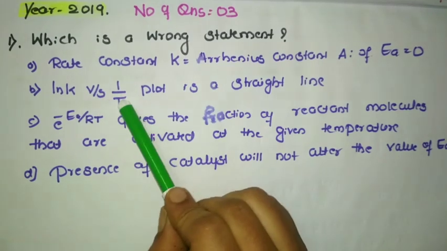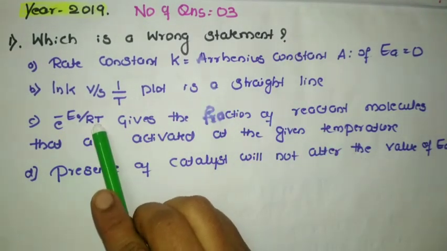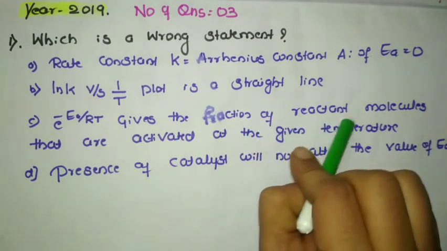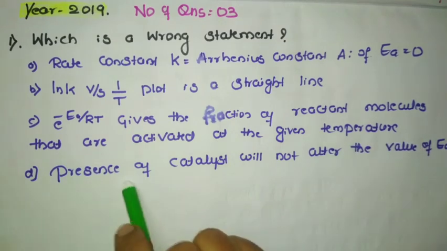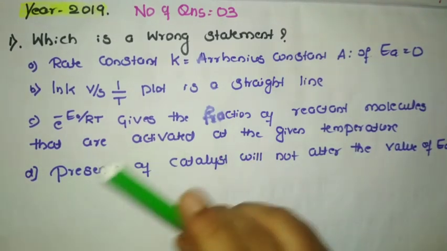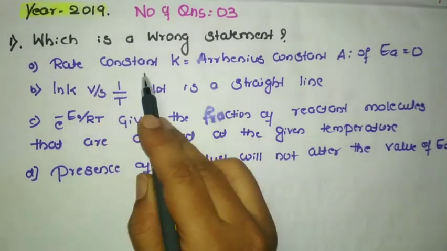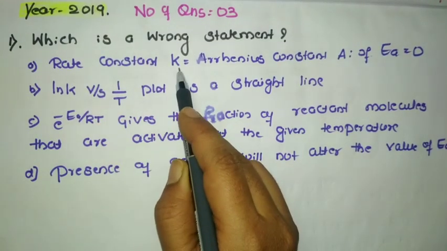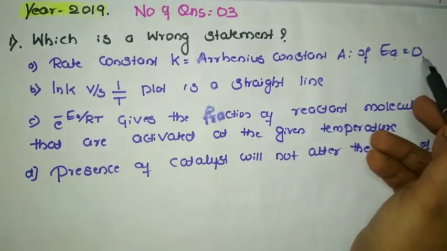Ln K versus 1 by T plot is a straight line. E to the power minus EA by RT gives the fraction of reacting molecules that are activated at a given temperature. Presence of a catalyst will not alter the value of EA. So let us go one by one. What they are telling is that the rate constant K will be equal to the Arrhenius constant A if EA is equal to 0.